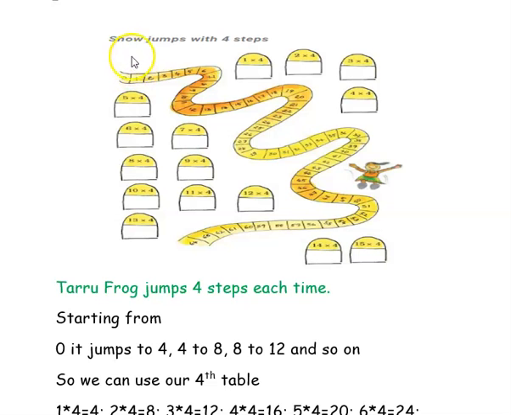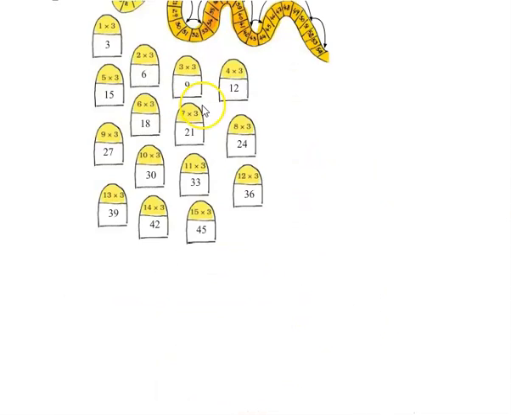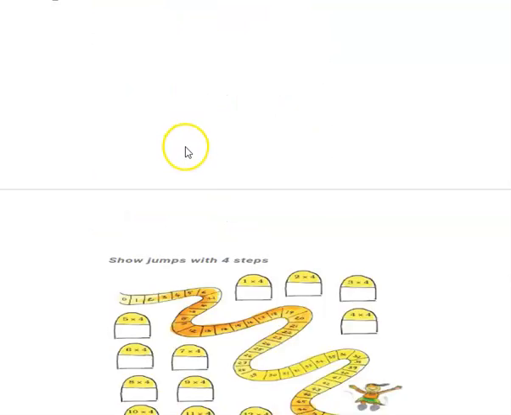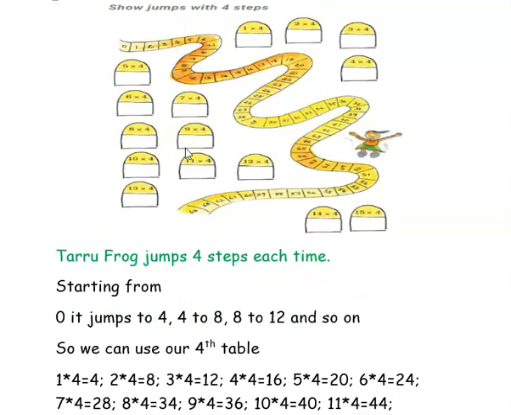The next example given is to show jumps with 4 steps. In the previous example, we have seen jumps with 3 steps. In the same way, now we are going to move with 4 steps. So now it starts from 1 and it moves to 4. It crosses 3 boxes and moves to 4. From 4, it crosses 3 boxes and moves to 8.